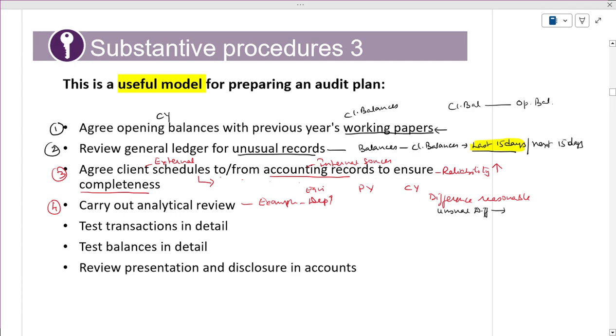When there are unusual differences, first you have to get the evidence from yourself. Means you have to do your own exercise. Then second, you have to discuss with the management. Third, if it really makes sense, then you have to get a confirmation from the management.